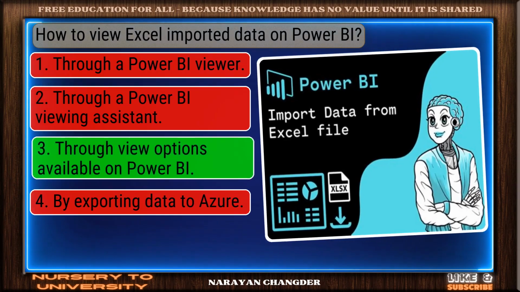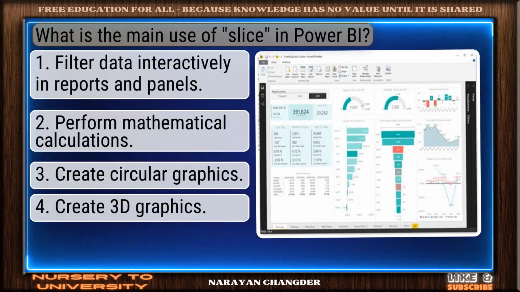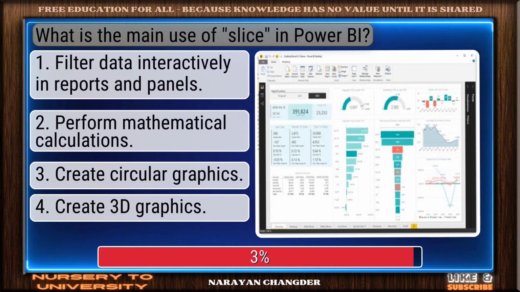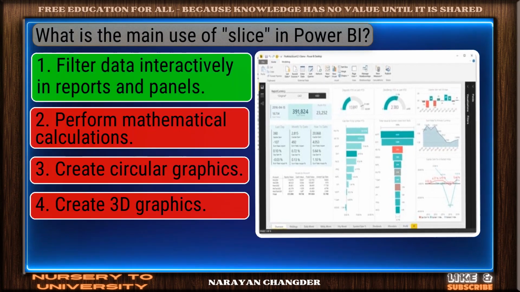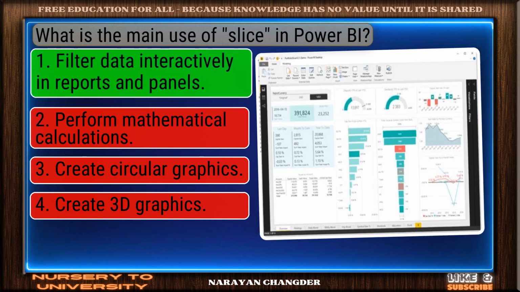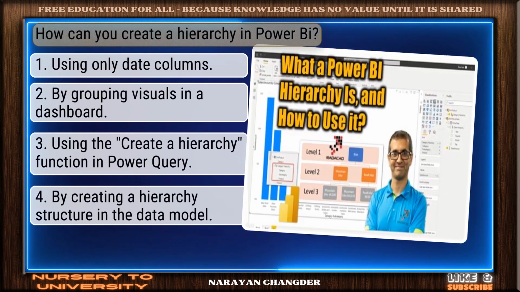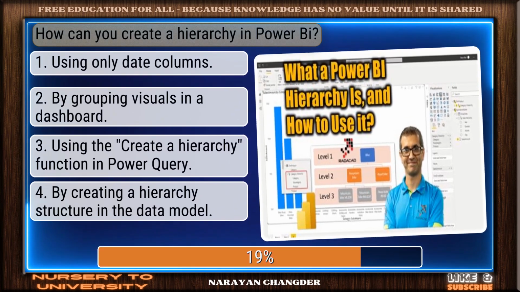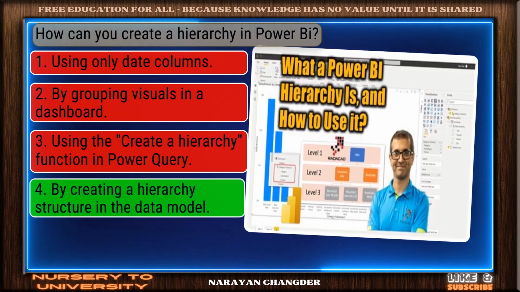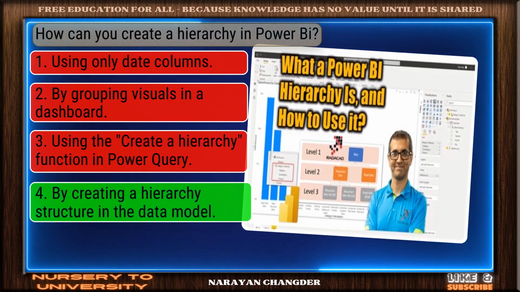Sharp thinking. Through view options available on Power BI is the right choice. Question number 40. What is the main use of slice in Power BI? Correct. Filter data interactively in reports and panels is the right answer. Question number 41. How can you create a hierarchy in Power BI? Nice selection. By creating a hierarchy structure in the data model is the correct and valid answer.